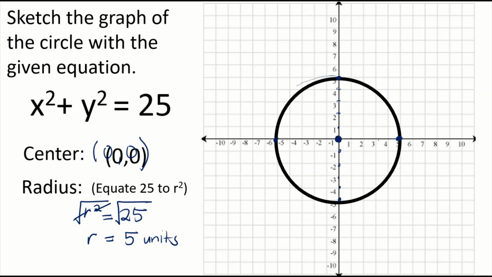So, yung mga coordinate points ng circle natin ay meron tayong 5, 0. Okay, nasa bandang x-axis. And then, we have also 0, 5, 0, negative 5, and negative 5, 0. So, this circle now is the final answer.